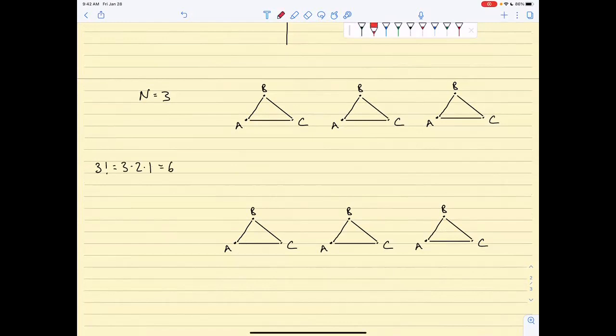And for each of these triangles, I can write a path. So I'll go A, B, C. I can go A, C, B. Let me direct it. I can go B, A, C. I go B, C, A. Or I can start at C and go along these 2 paths.